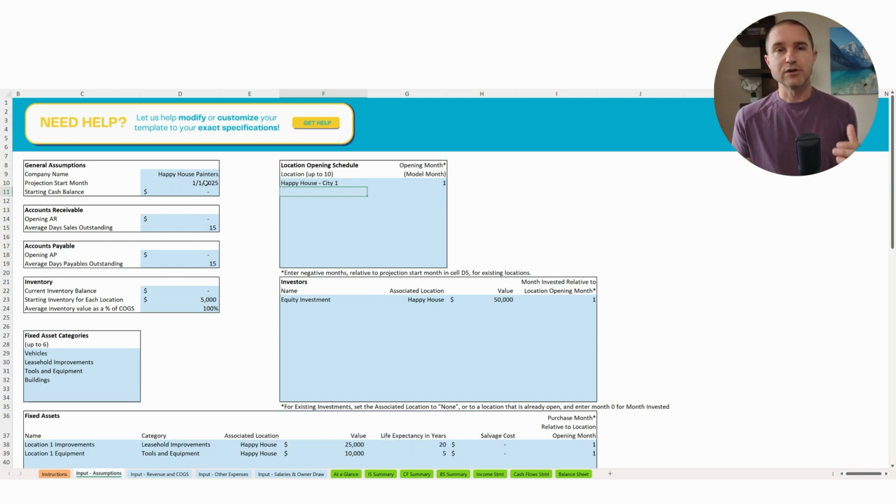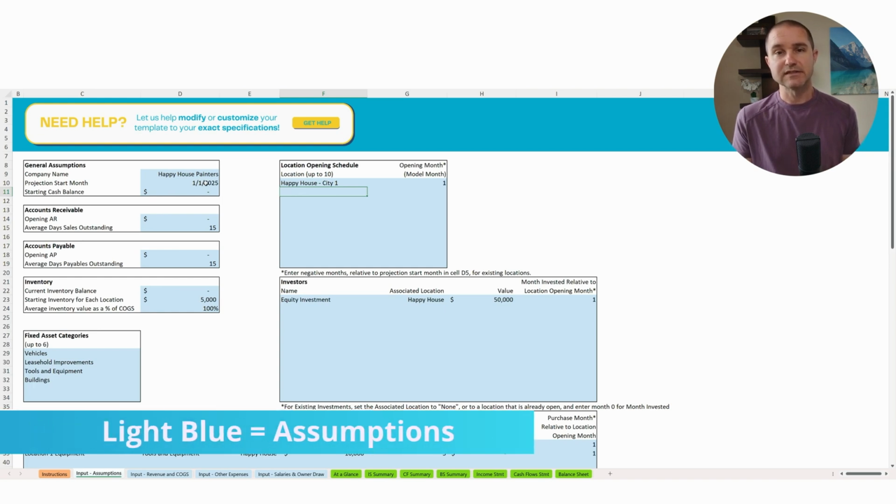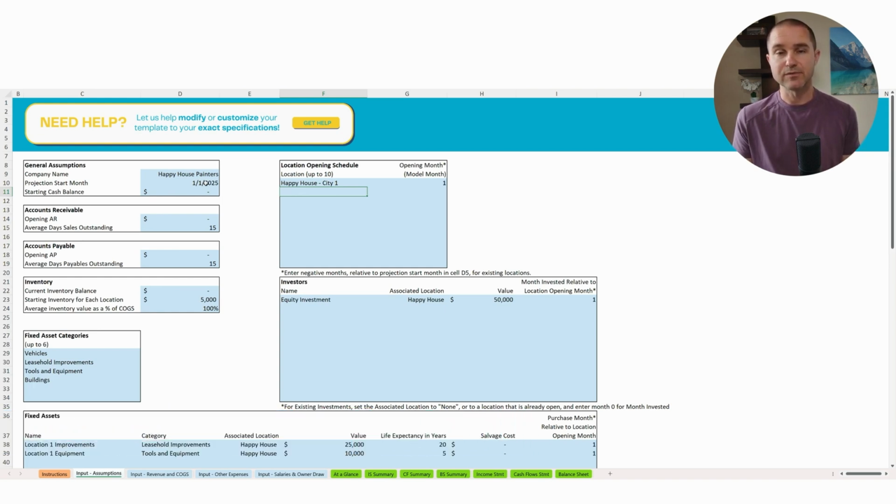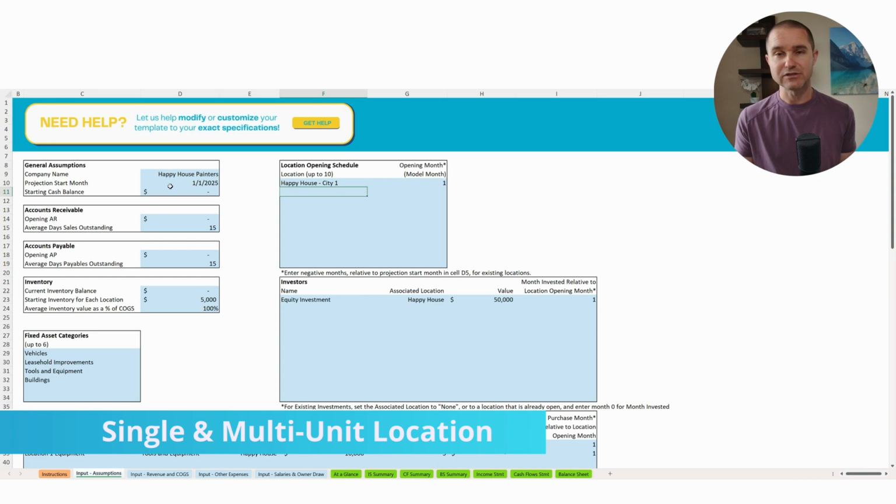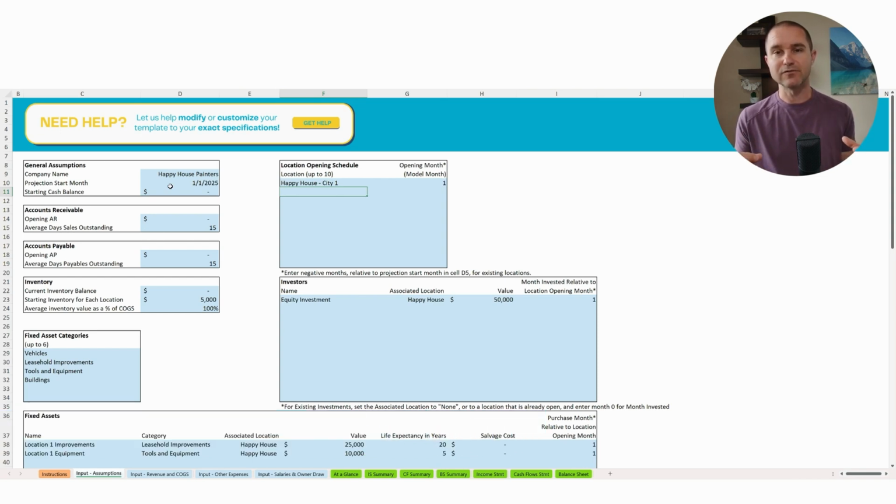So the first thing you need to know is that any cell that's highlighted in blue is an assumption that you can change without breaking something in the model. And the other thing I want to point out at this point is we actually have created 2 versions of this template, or filled it out in 2 different ways. So when you buy the template, you're going to get access to 2 different variations of the template. It's really the same structural template, but filled out a different way. So the first way, and the way I'm going to walk through here first, is a single unit location, or a single unit of the business.